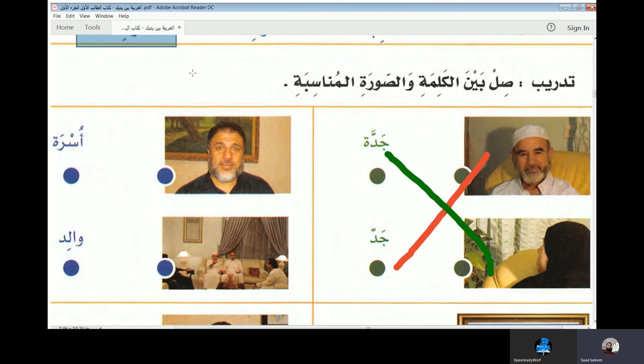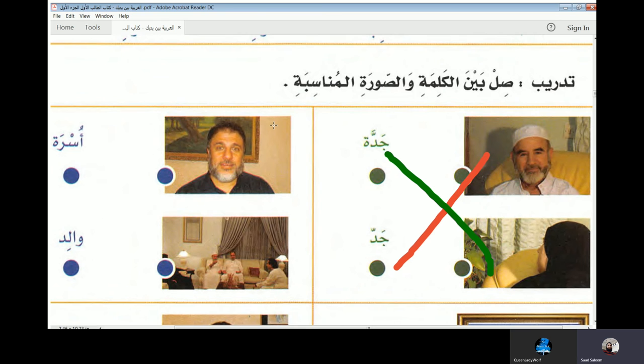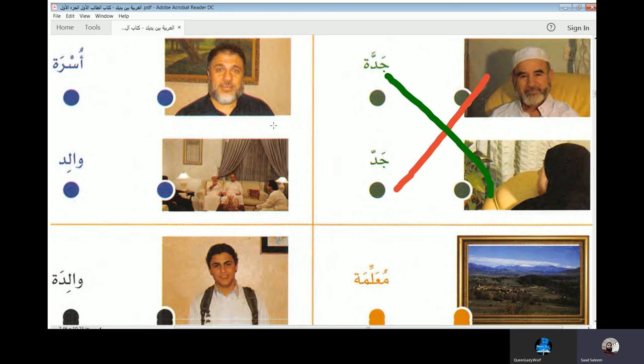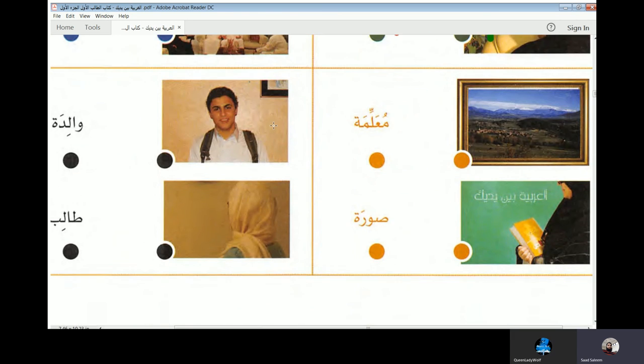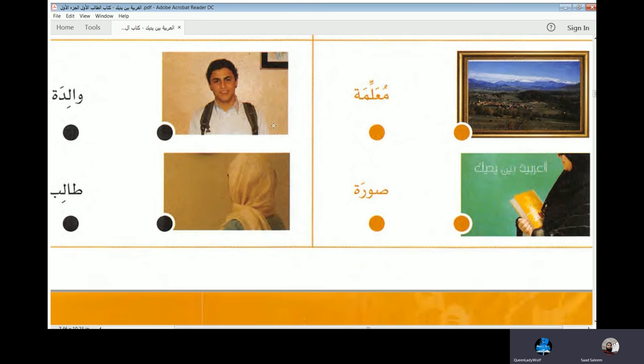Then we have tadrib. Sil bayna al-kalimati wa as-surati al-munasiba. Join the word with the appropriate picture. This is your homework. Join this picture with the appropriate word and send me. Okay. Get my notes out.